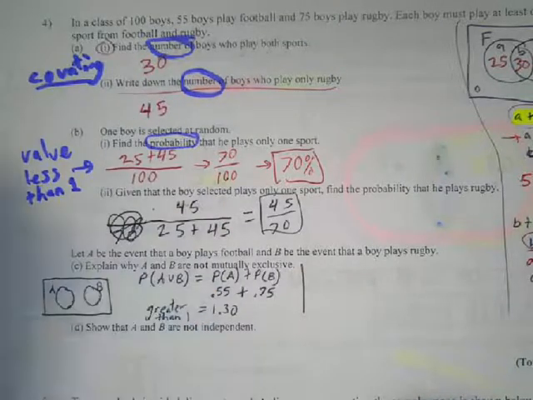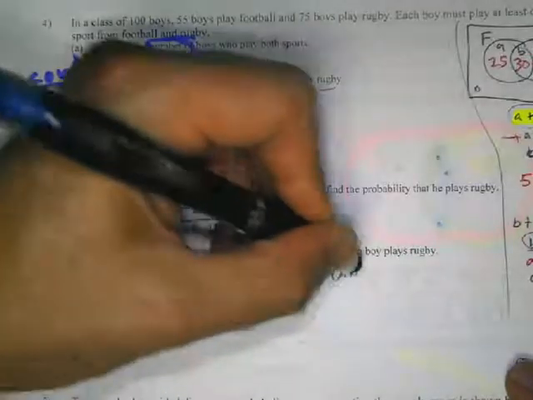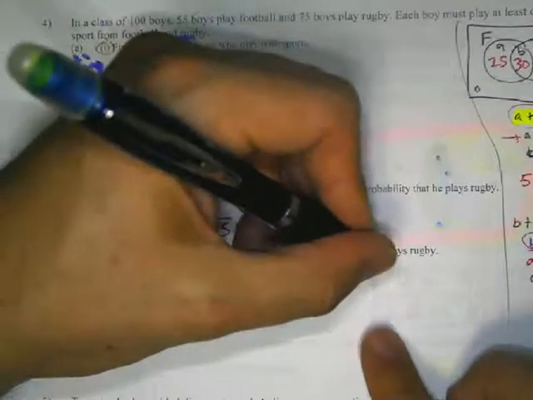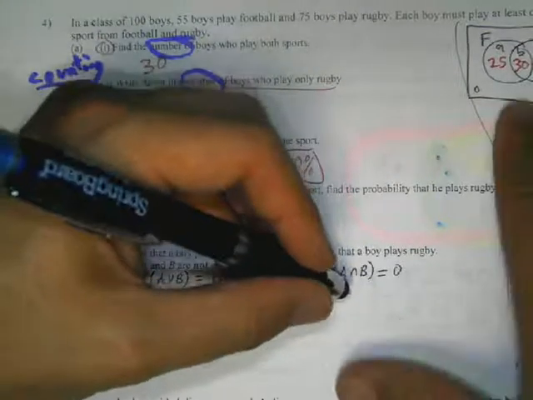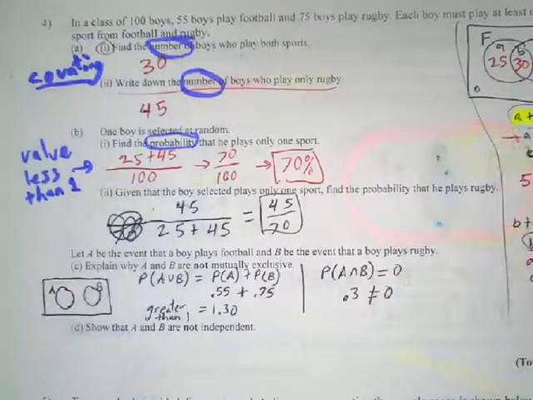Another way to think of it is the intersection, if it's mutually exclusive, has to be 0 for the probability. And we know that the intersection is 0.3. So 0.3 is not equal to 0. Therefore, it can't be mutually exclusive.